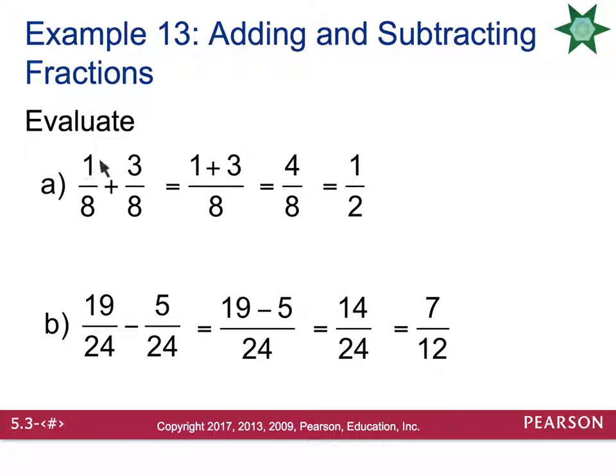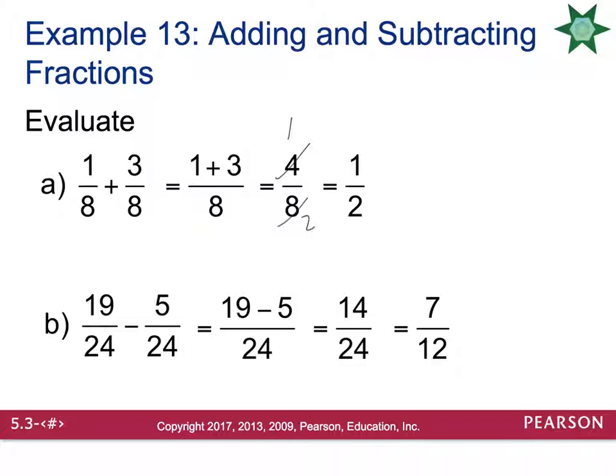Here's an example of 1/8 plus 3/8. The 8 stays the same, and we're adding 1 plus 3, so that's just 4/8. Now here's where we have to reduce our fractions. So you can think, well, 4 goes into this 1 time, and 4 goes into that 2 times, and that's where we get our 1/2.